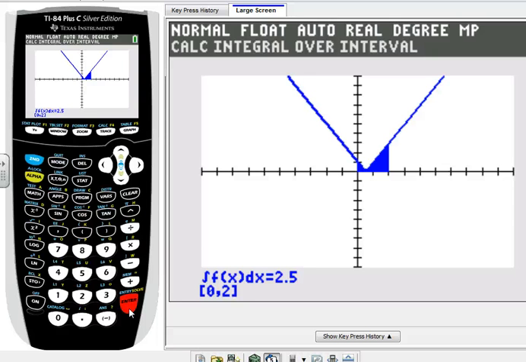Did you get that one? No, you enter 0 to 2. It said lower limit, and then you put 0. It's just telling you where you want to calculate from.